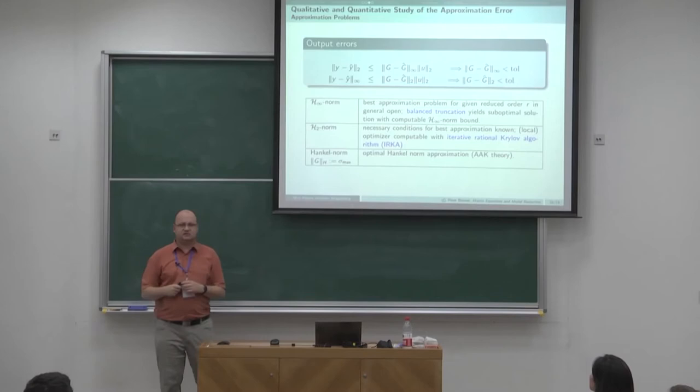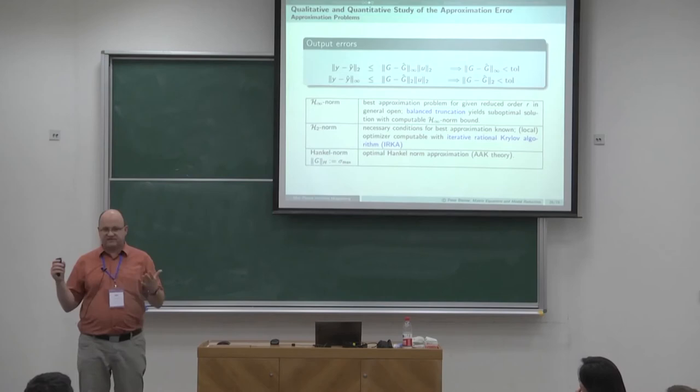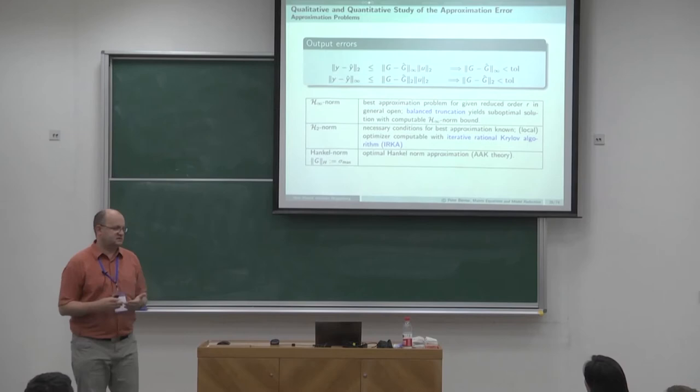And this is not a norm in the system theoretical sense. It's only a semi-norm. Because if you have a static system with only a constant term d, the Hankel norm is 0, but the system is not a 0 system. So in that sense, it's only a semi-norm.